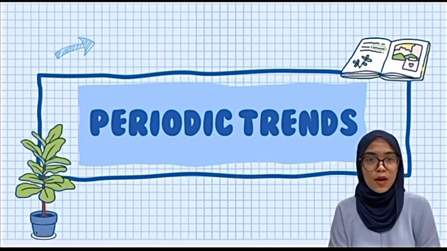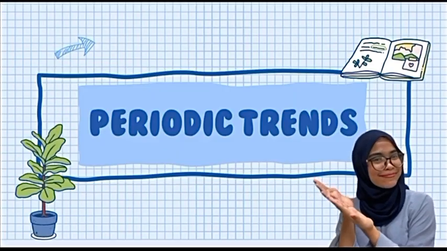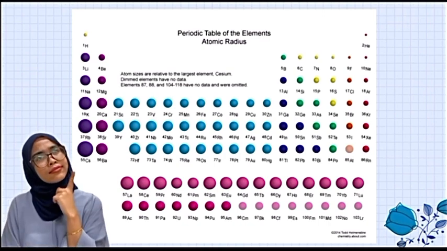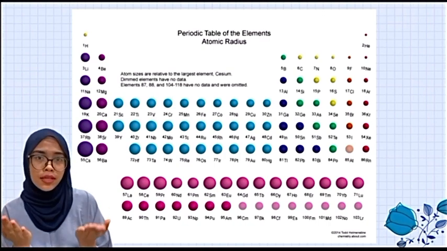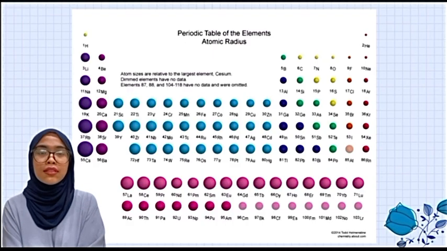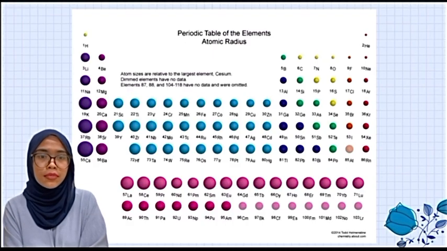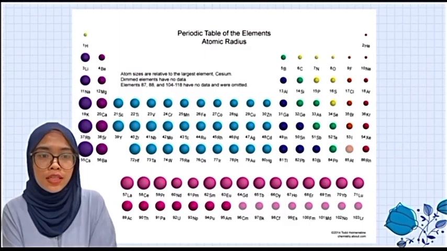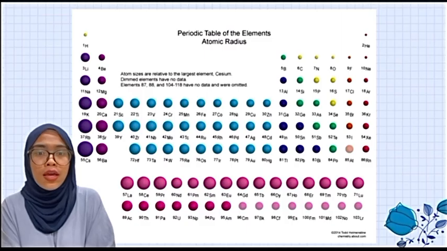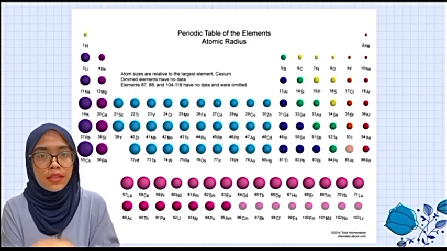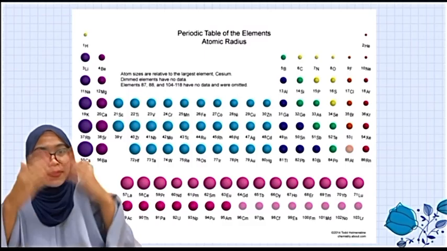I'm going to talk about periodic trends. Let's talk about atomic radius. What is atomic radius? Atomic radius is the radius of an atom, which is the distance between the nucleus and the edge of the atom. As you go down a group, the atomic radius keeps getting bigger and bigger.